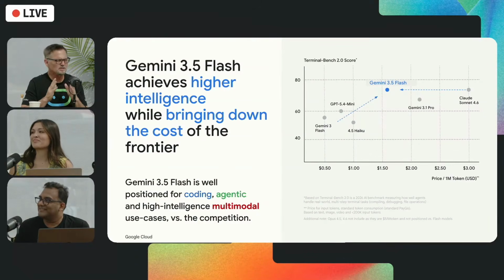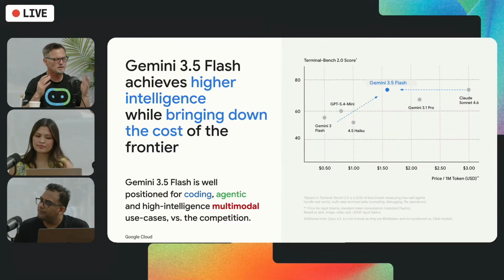So really I think the three things that we proudly stake 3.5 on are improved coding, agentic workflows, where it's better, and you'll talk a little bit about what we mean by that, and then multimodal. And multimodal has always been a differentiator for the Gemini models, right? Trained from the very beginning to be multimodal. So this is what we announced yesterday.